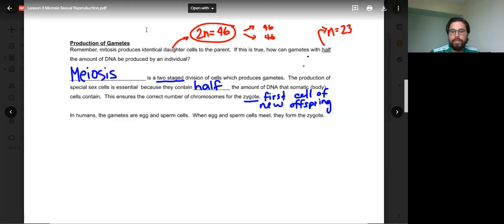Do octopus have eggs? Yes. Technically, yes. No worries.